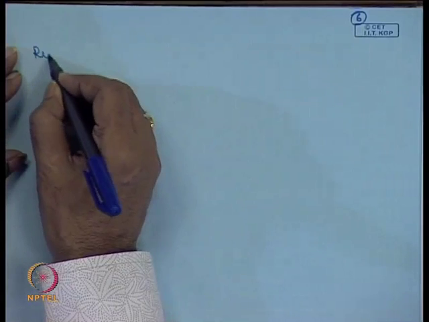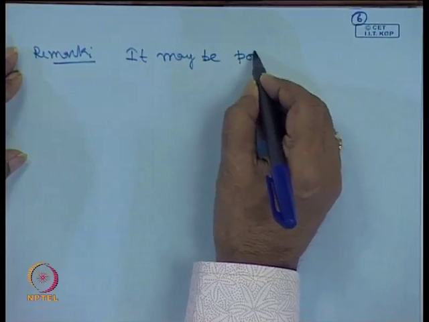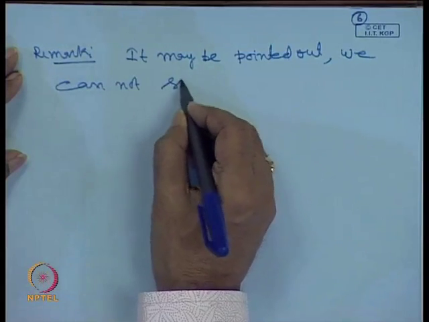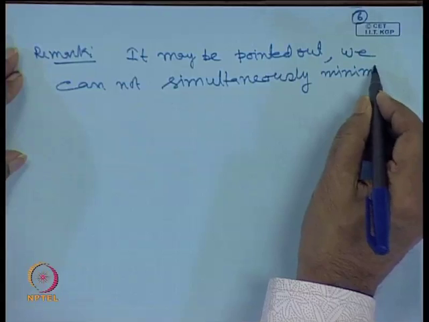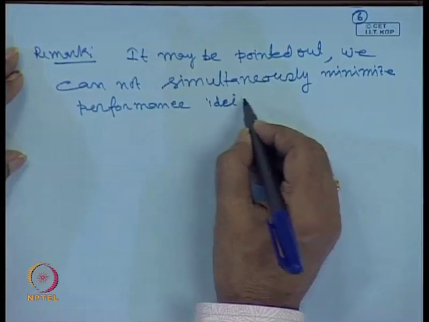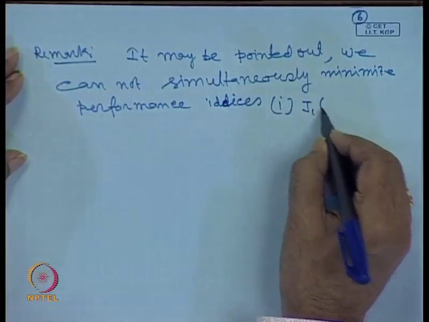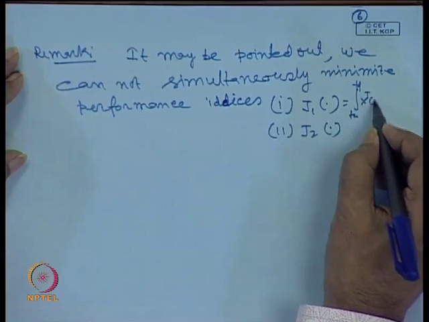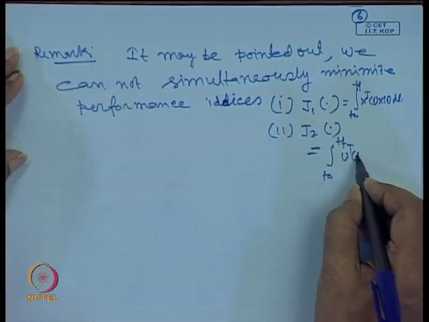So, a remark. It may be pointed out that we cannot simultaneously minimize the performance indices 1, that is J 1, and 2, J 2. That means J 1 is the integral from t 0 to t f of x transpose t x of t dt, and J 2 is the integral from t 0 to t f of u transpose t u of t dt.